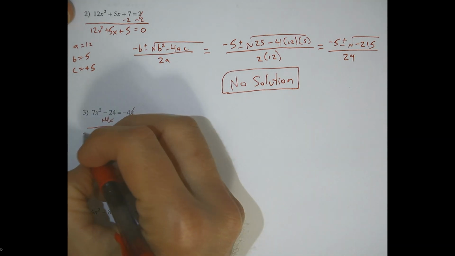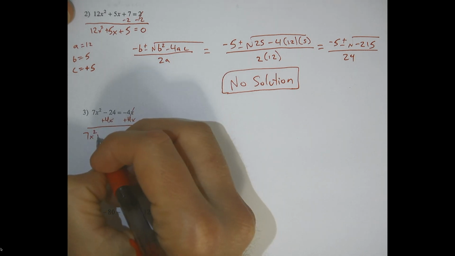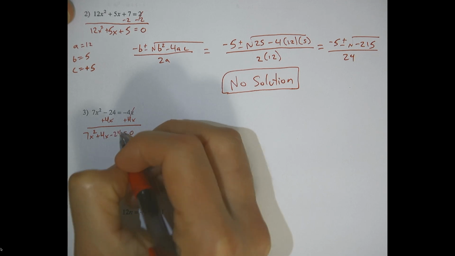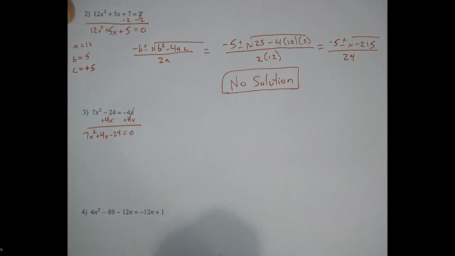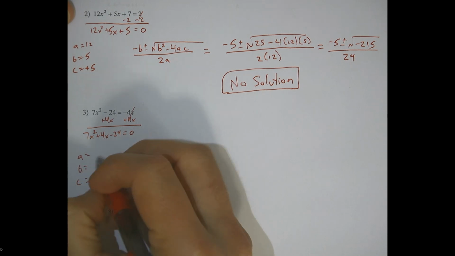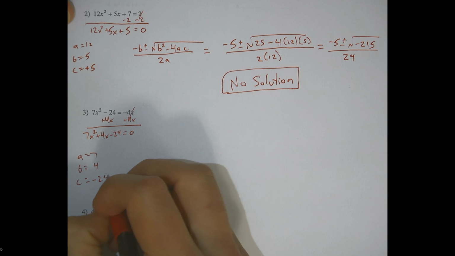Nothing combines. 7x squared. We added 4x, so it's a plus 4x. And the minus 24 also just stays. So nothing combines as there's no like terms. So now we have an A, a B, and a C. So A is 7, B is 4, and C is negative 24.